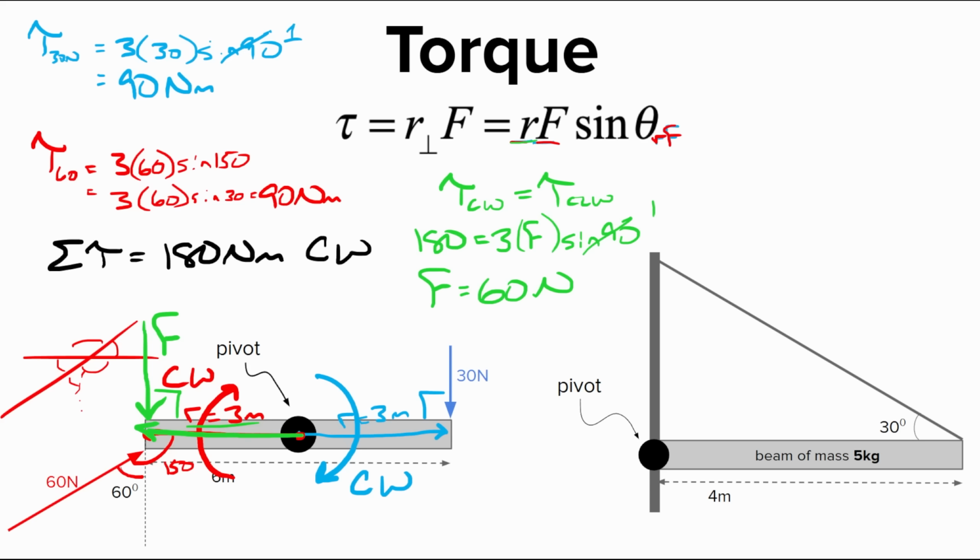All right, let's try one more over here. One where the forces aren't already drawn. This is where people get really mixed up. So you got a beam of 5 kilograms and it can rotate around this pivot. That's like hanging here. This is a side view. So this is going to rotate down from gravity. And you got this rope holding it up at 30 degrees and the beam is 4 meters.